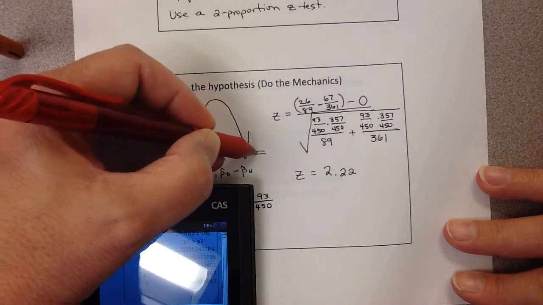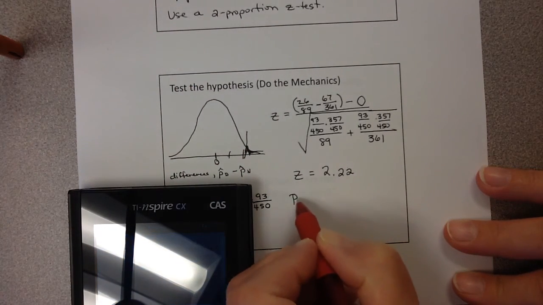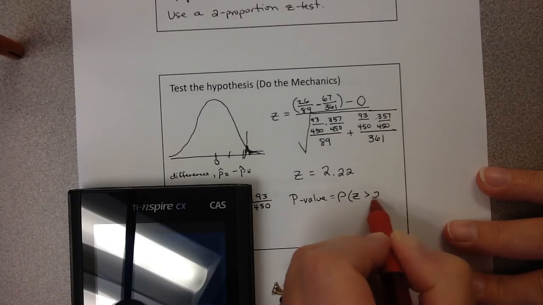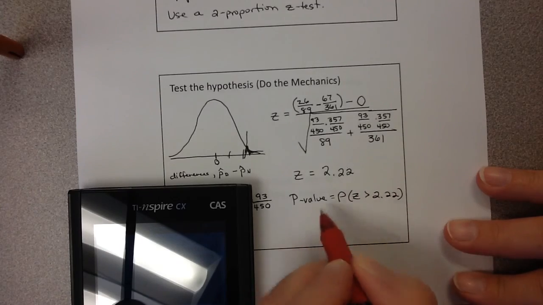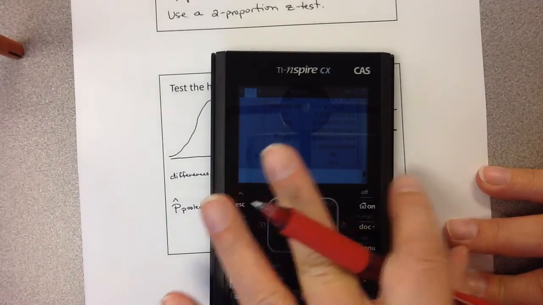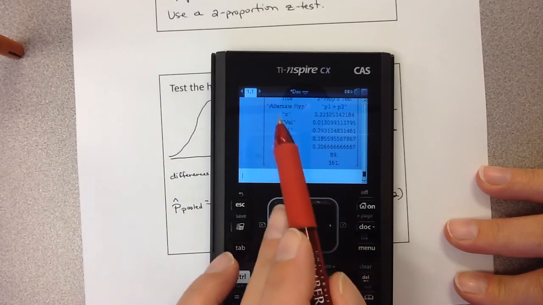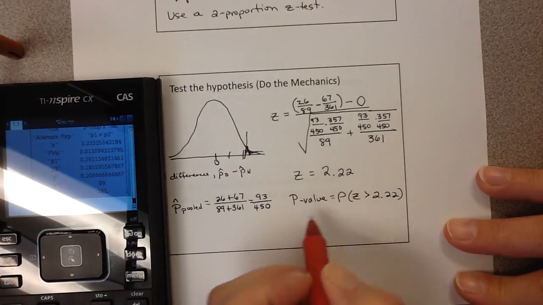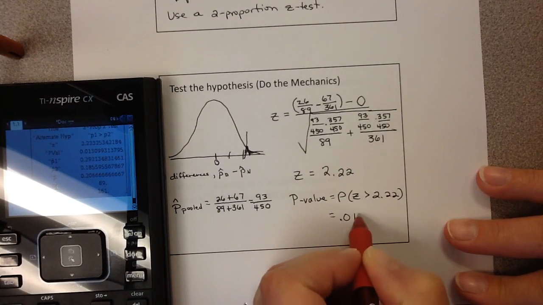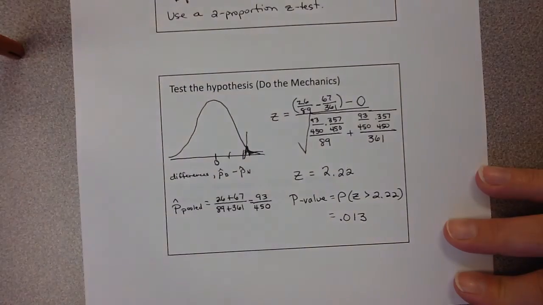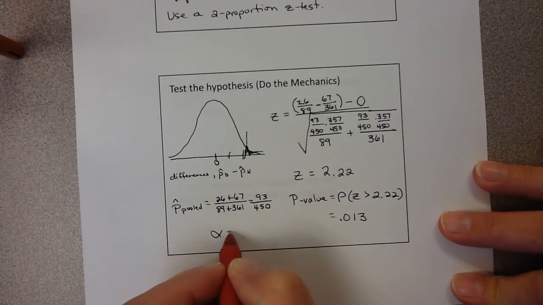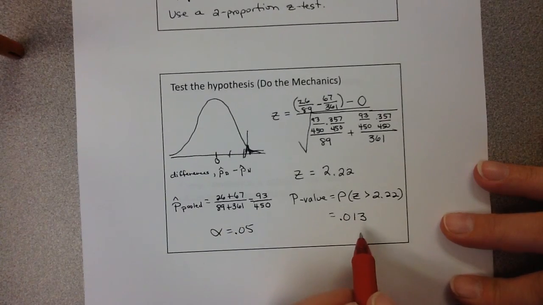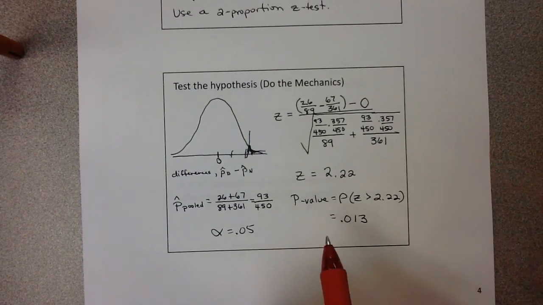And I want to know the area under here. That's the p-value. So the p-value is the probability of a z bigger than 2.22. And the calculator has already done that for me. If I take another look here, the p-value is reported after the z-score, 0.013. So this is equal to 0.013, which is smaller than any normal alpha level, like alpha equals 0.05. So I'm going to reject the null because of that number. Okay, so I'm going to wrap that up in the next video.